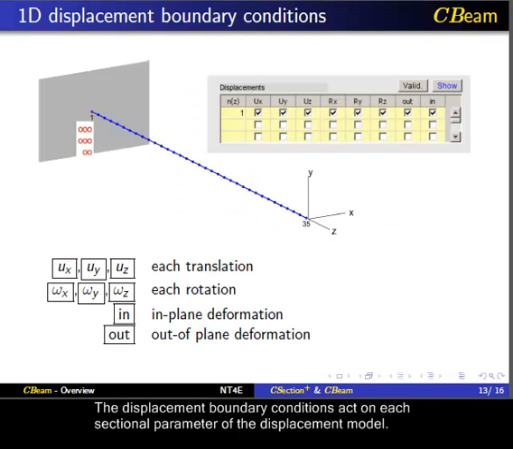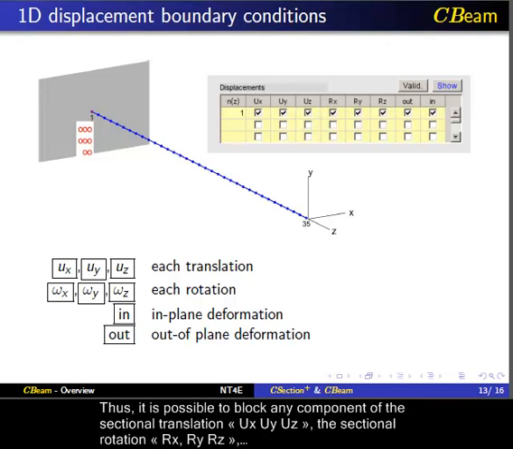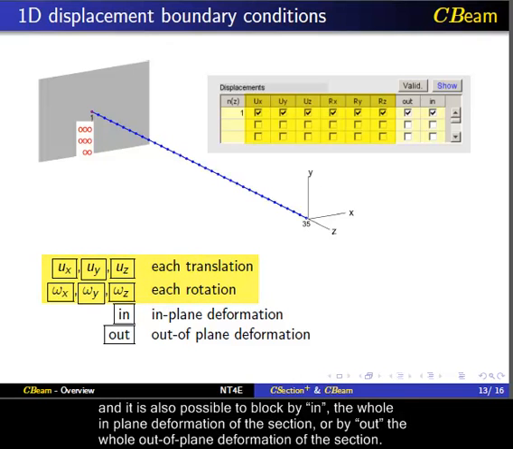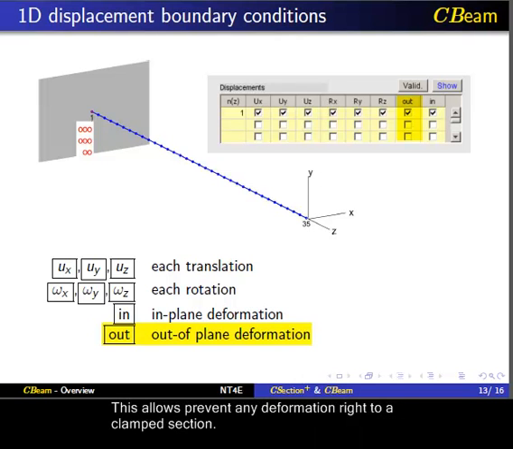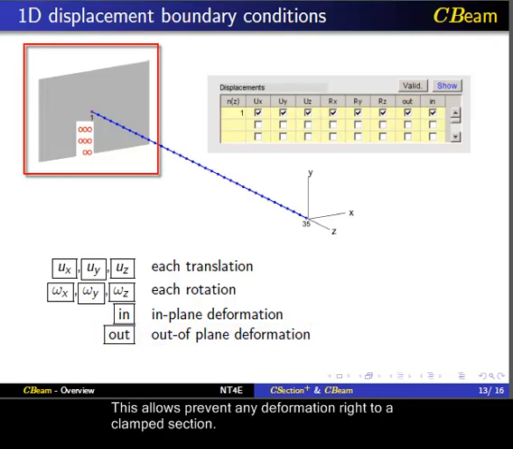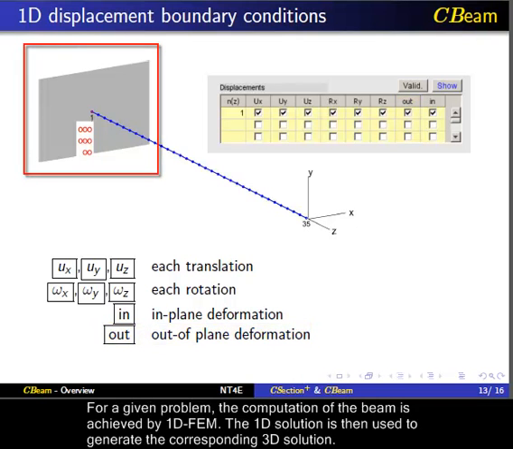The displacement boundary conditions act on each sectional parameter of the displacement model. Thus, it is possible to block any component of the sectional translation, the sectional rotation, and it is also possible to block the whole in-plane deformation of the section or the whole out-of-plane deformation of the section. This allows preventing any deformation right to a clamped section, for example.